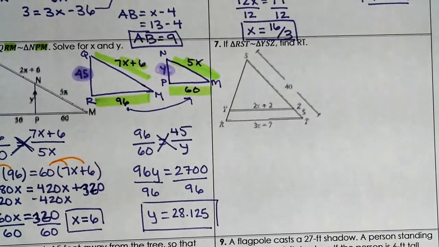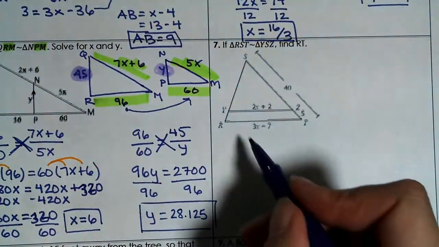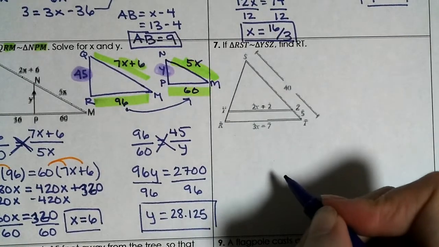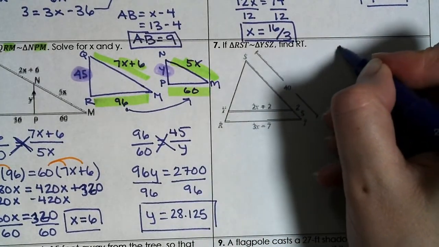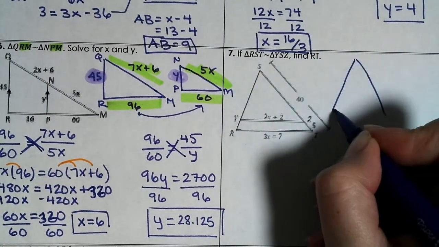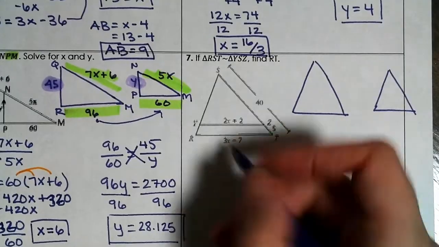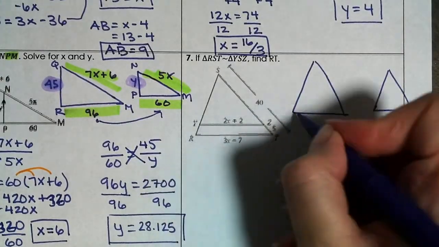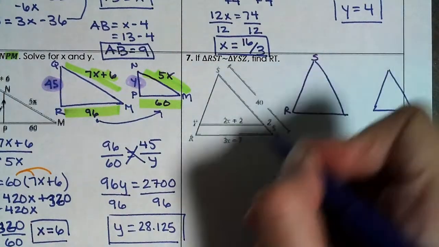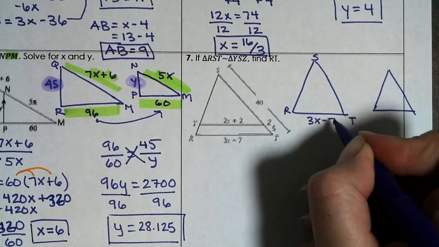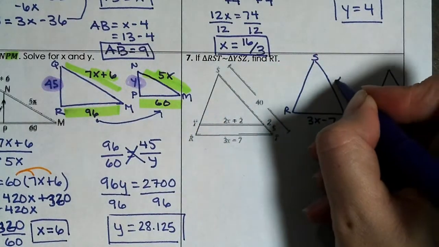All right. Number 7. If RST is similar to YSZ, where is YSZ? Okay. Find RT. So again, I'm going to separate these two triangles into my big triangle versus my small triangle. So let's see. This is going to be RST. So I know that this is 3x minus 7. It tells me that this whole length is worth 40.